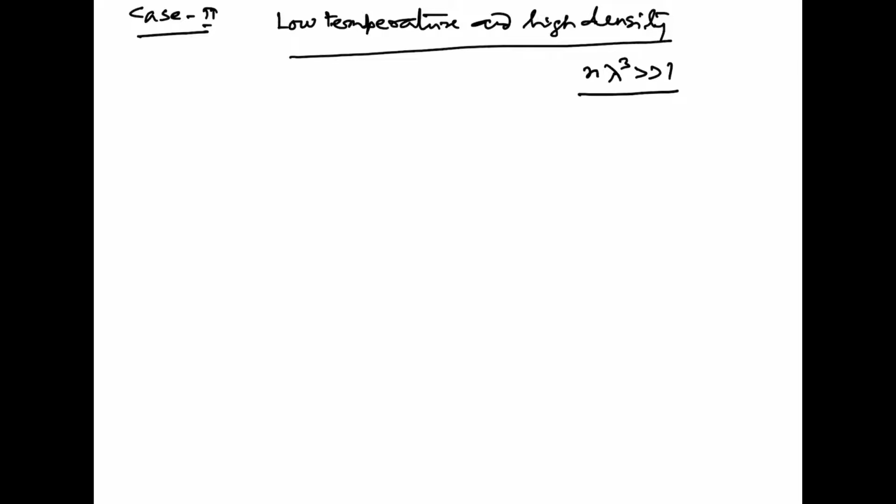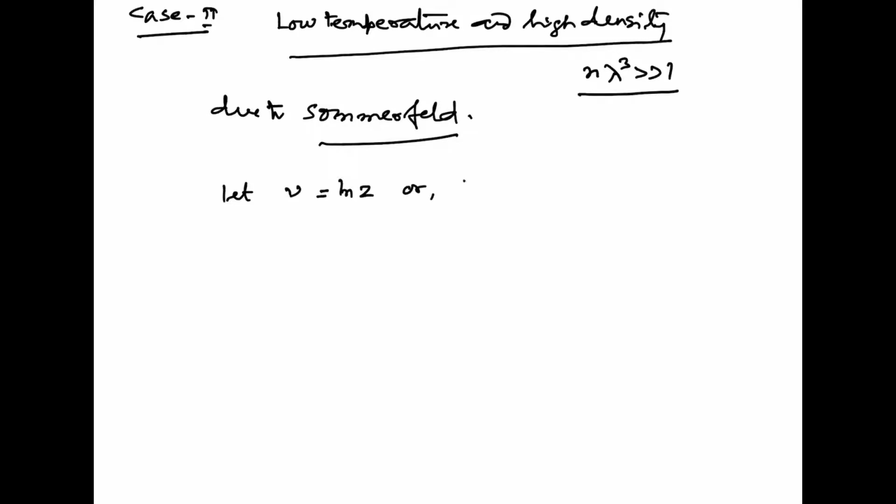This is the case where z is large, and when z is large, an asymptotic expansion may be found through a method which is due to Sommerfeld. This method is due to Sommerfeld. We will follow that method. So let nu be equal to log z, or z is equal to e to the power nu.